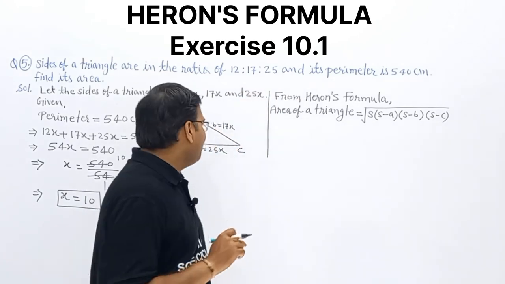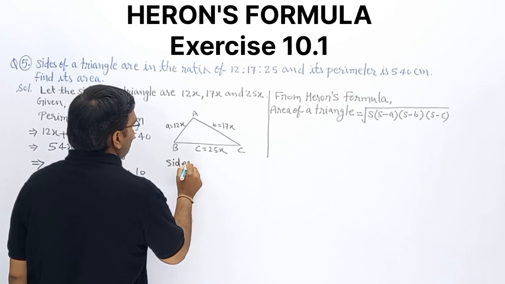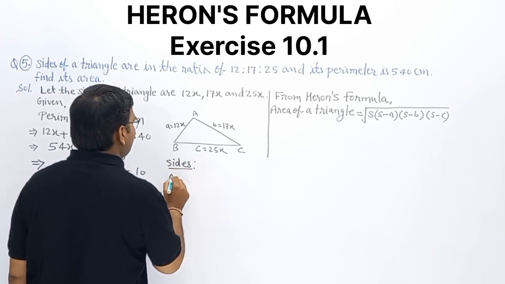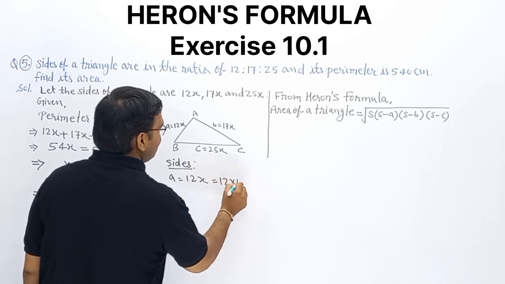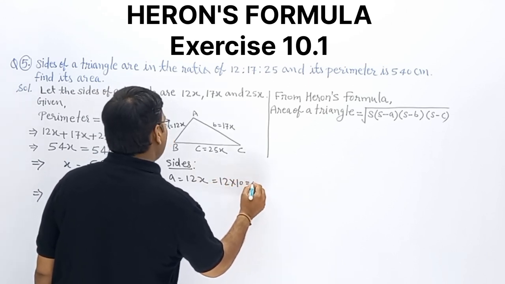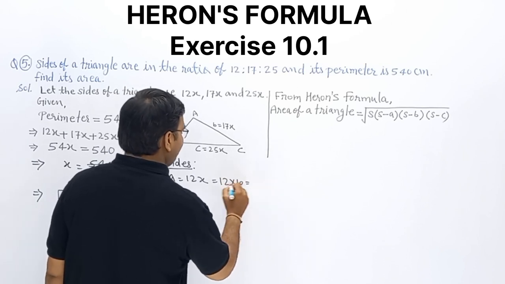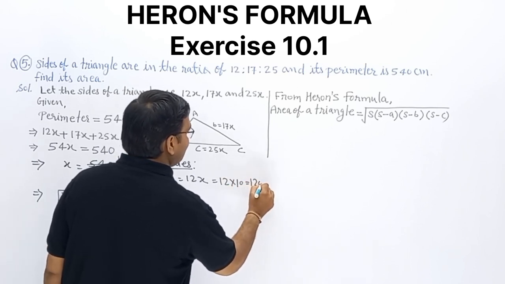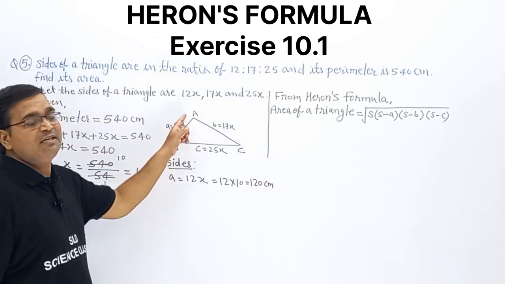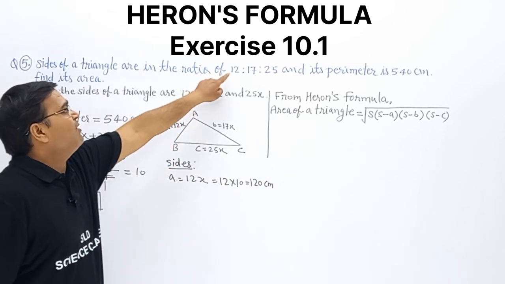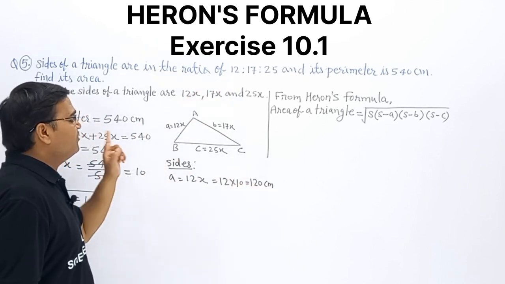So what will the sides of this triangle be? A equals 12x. So 12 into x, which is 10. So the first side, when we multiply, we get 120 centimeter. This is 120 centimeter, and 12 is the ratio. Clear? So 120 centimeter is the first side.